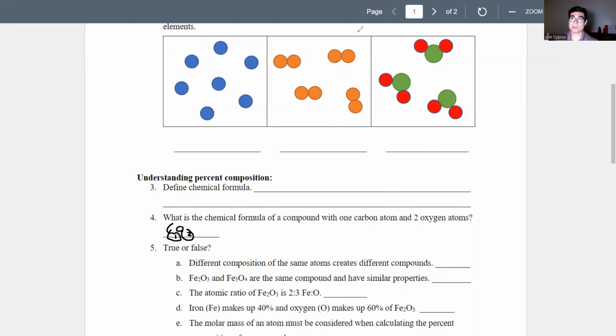This doesn't mean that there's two COs. This is CO2, versus this is two COs. So just be careful. This is CO2, the subscript goes with the thing right next to it, to its left.